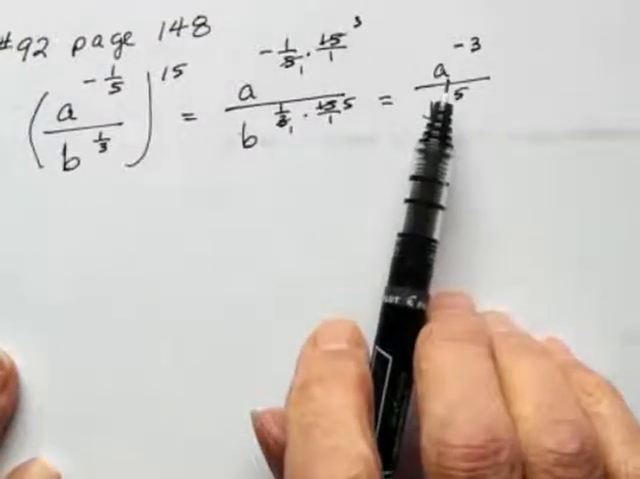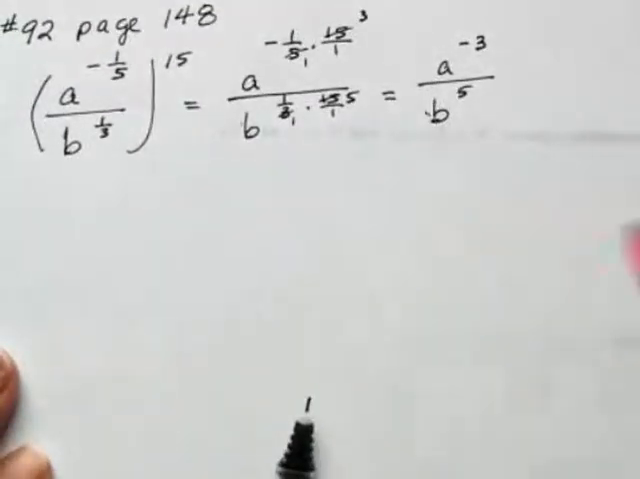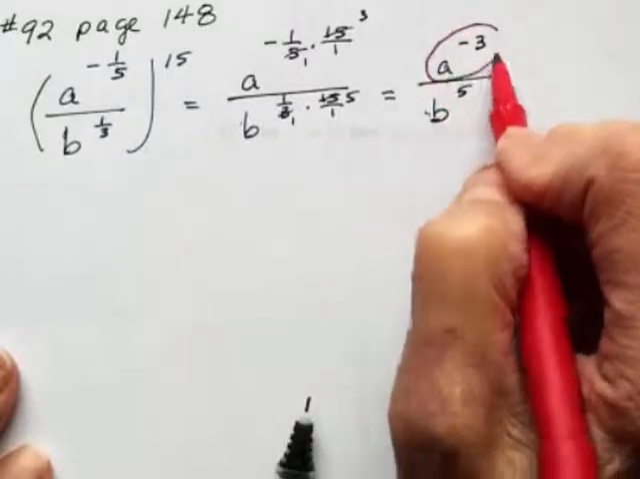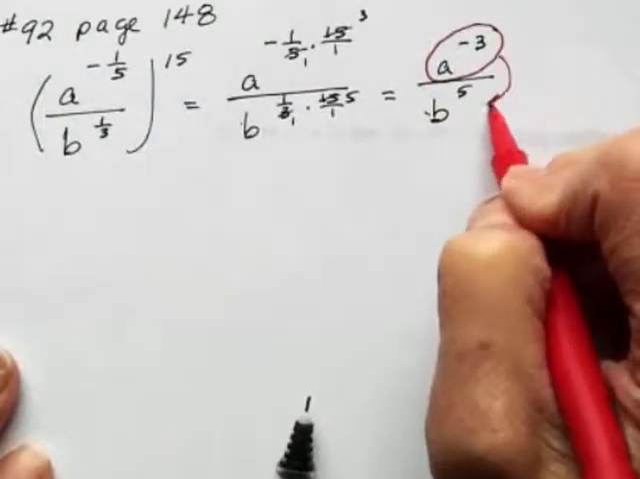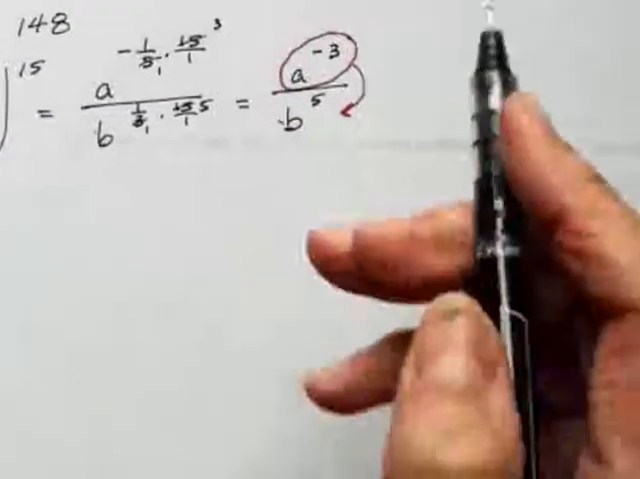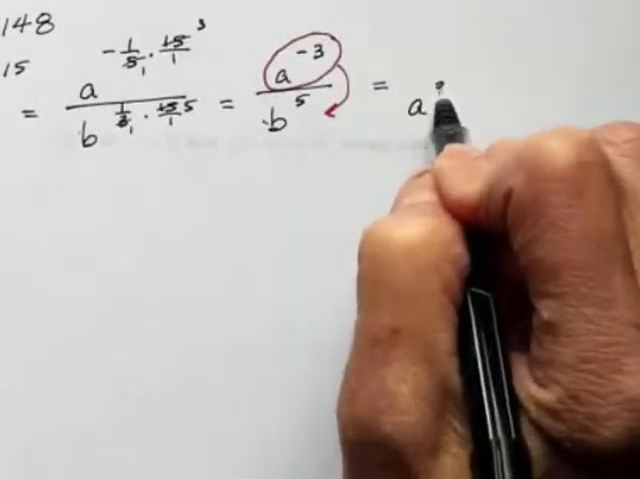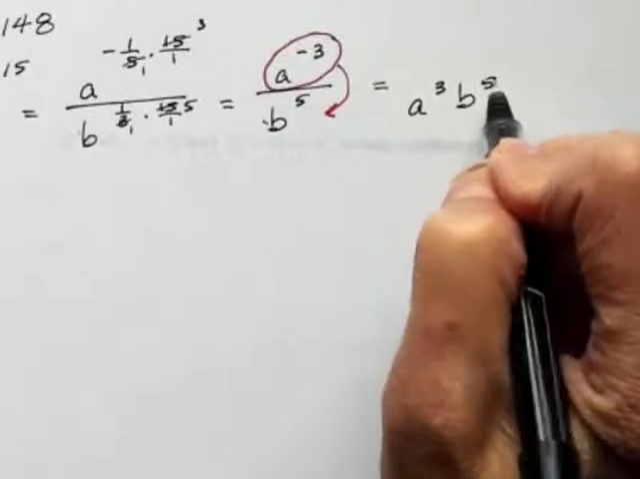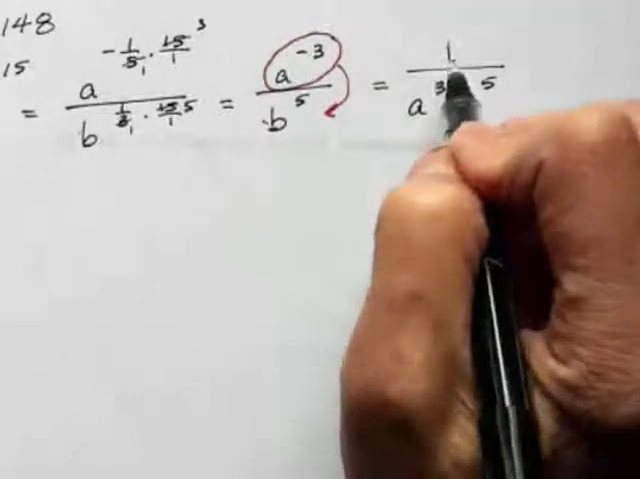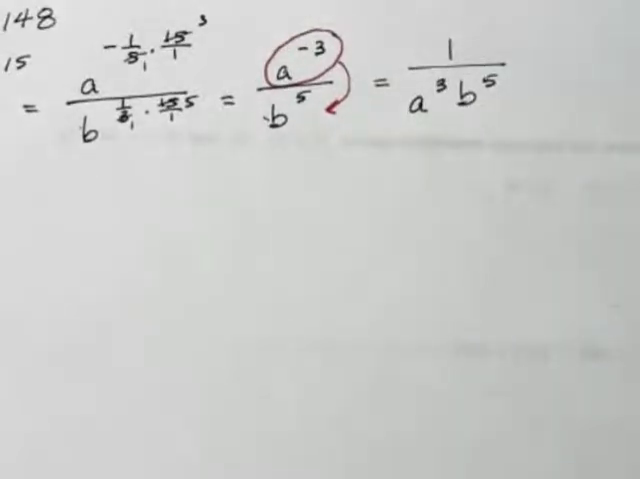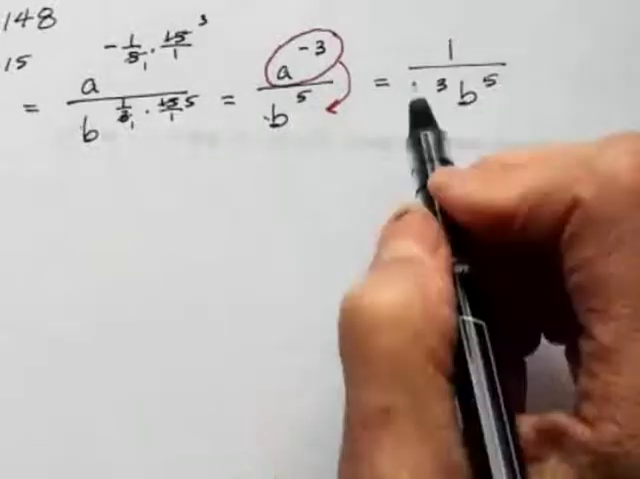Never want to leave my answer with negative exponents, so I'm going to move anything that has a negative exponent in it. I move it downstairs, and when I move it downstairs, I'm not going to have anything left upstairs, am I? Well, yes, I am. I'm left over with a 1 upstairs. So it becomes 1 over a to the 3rd, b to the 5th.